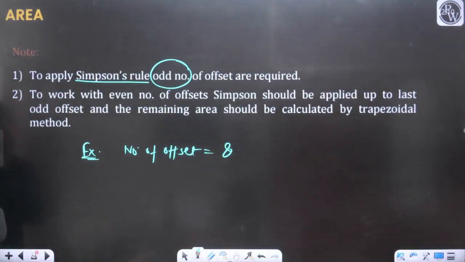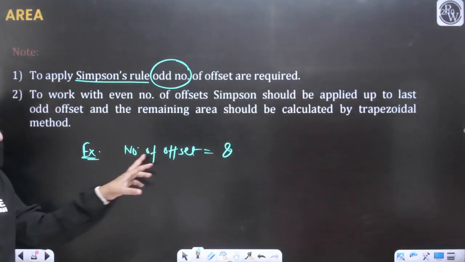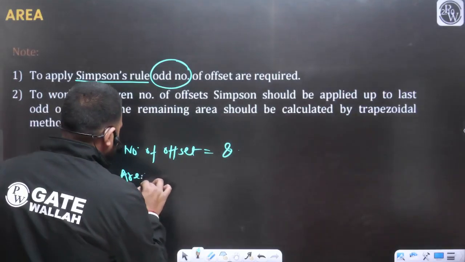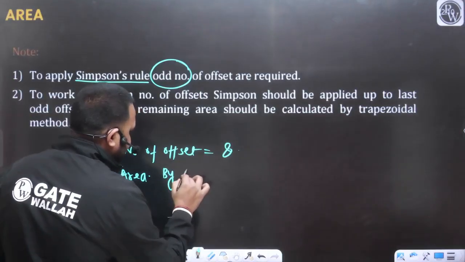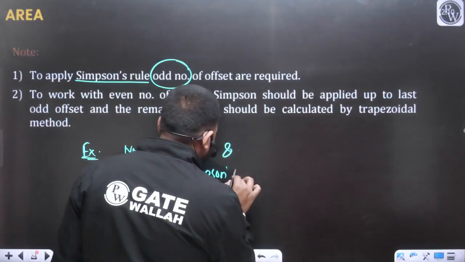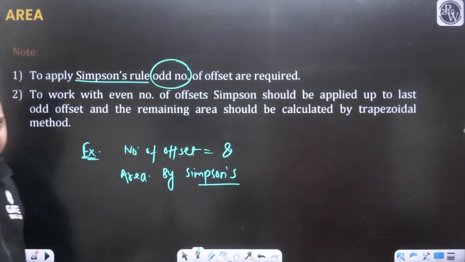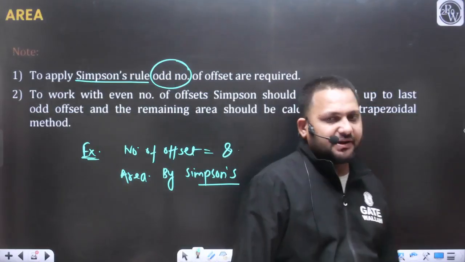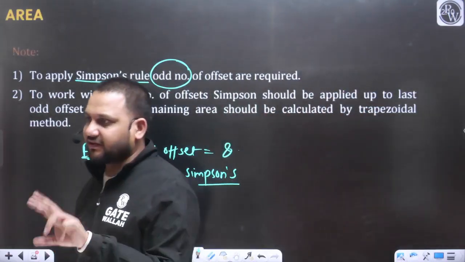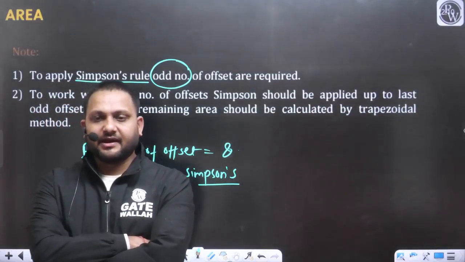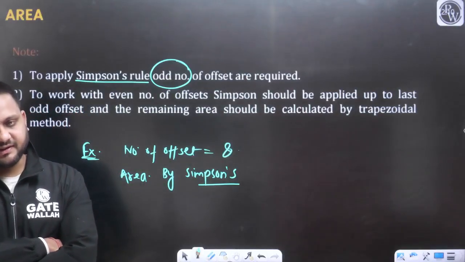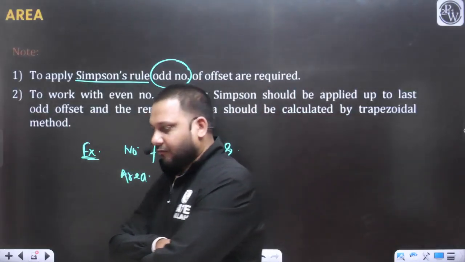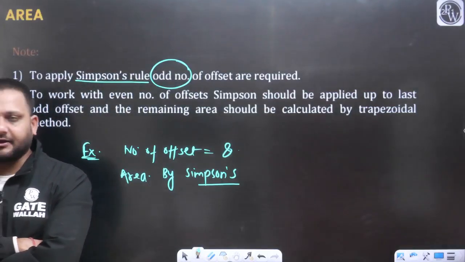Or let's say in the question they have provided you an even total number of offsets and they have asked for the area by Simpson's method. In that case, what will you do? The total number of offsets given in the question is even, but they are asking for the area by Simpson's method, and as we know, Simpson's method is applicable only for an odd number of offsets. In that case, what should be our approach to get the area?